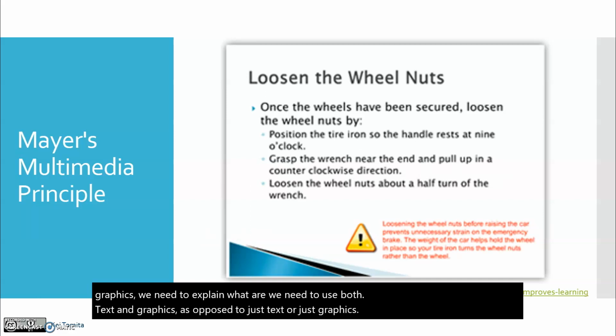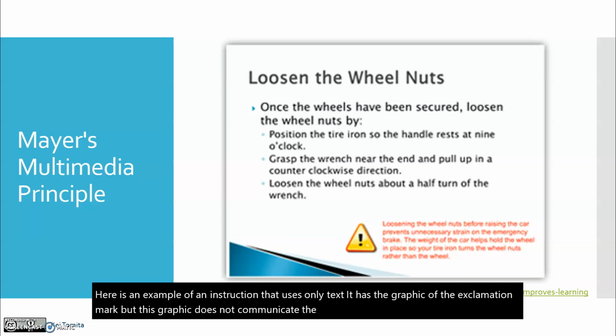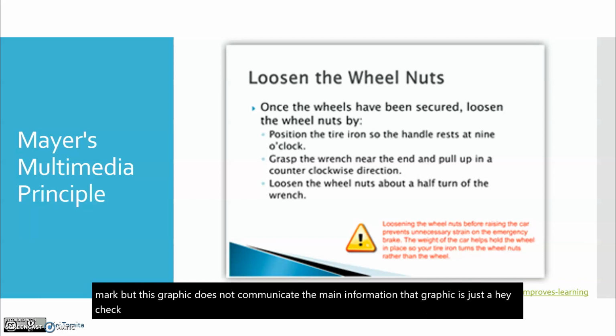Here's an example of an instruction that uses only text. It has the graphic of the exclamation mark, but this graphic does not communicate the main information. That graphic is just a, hey, check this out. This is important. Notice. It has no other particular function.